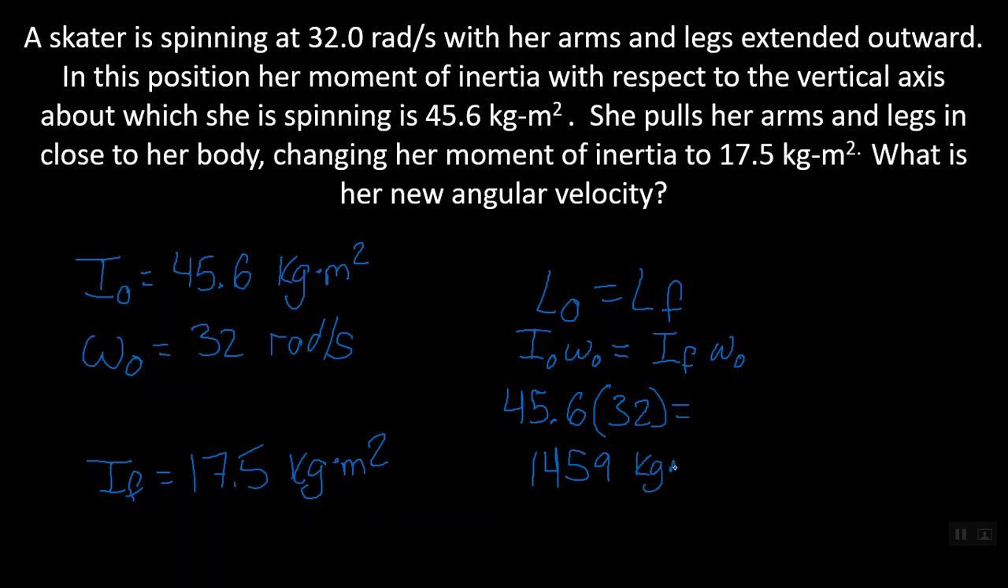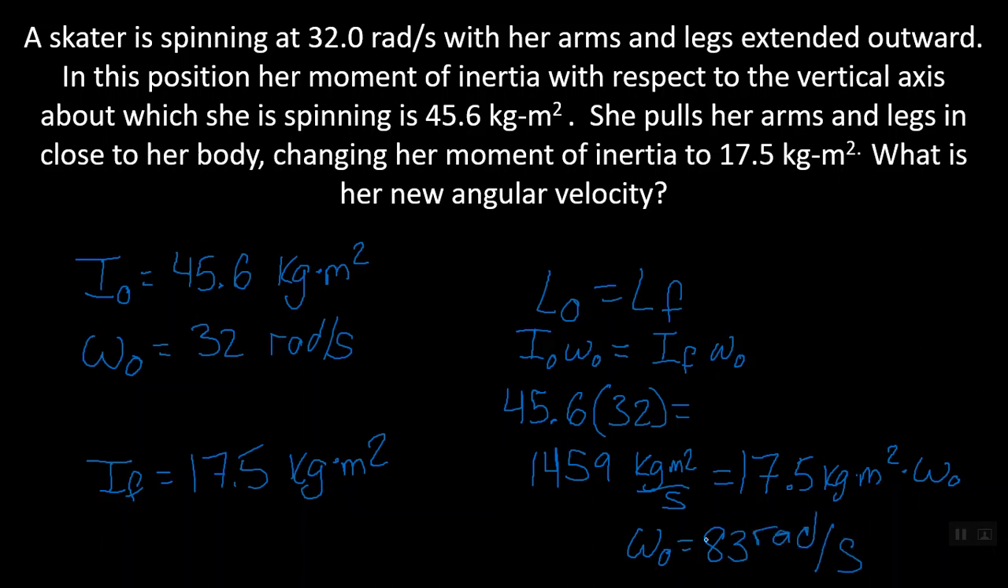We're going to set that equal to her final angular velocity times her moment of inertia. So I'm going to divide both sides by 17.5, and I get a final angular velocity of around 83 radians per second. Notice her moment of inertia decreased, so her angular velocity should increase.